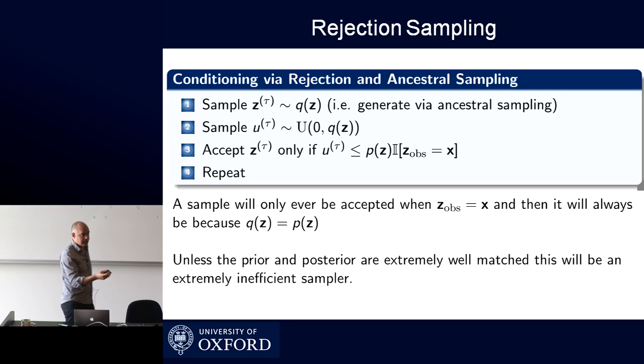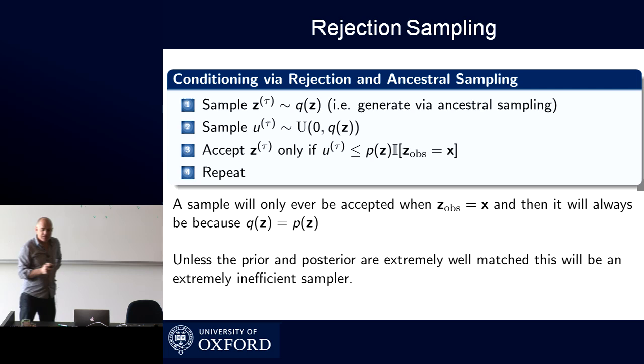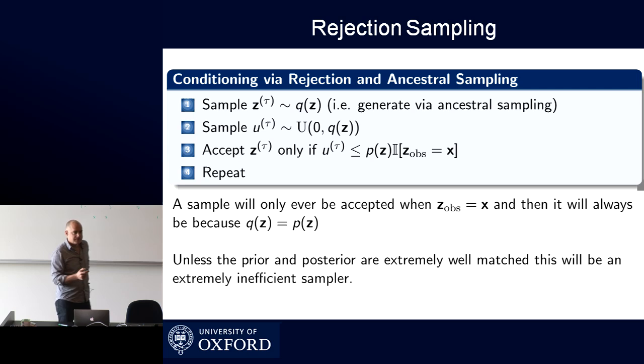Okay. Now, it's sort of clear that unless the prior and posterior are extremely well matched, this will be a very, very inefficient sampler. But can anybody see how you would use this straight away in probabilistic programming? Just to get you thinking about probabilistic programming inference. Somebody take a guess?